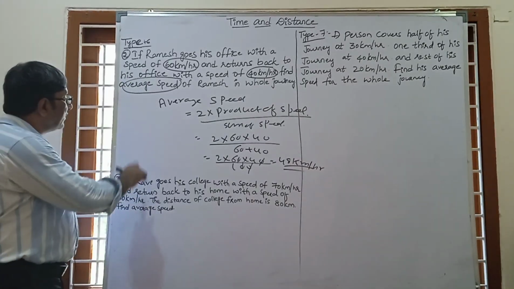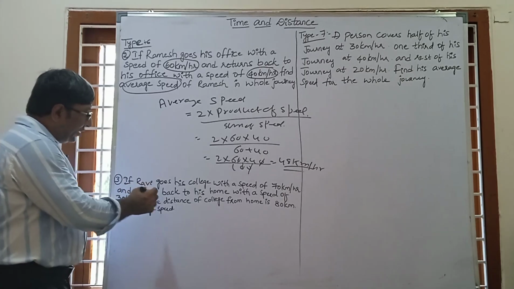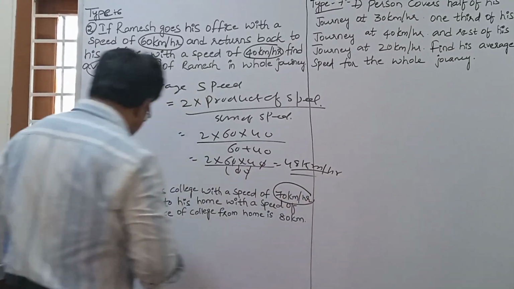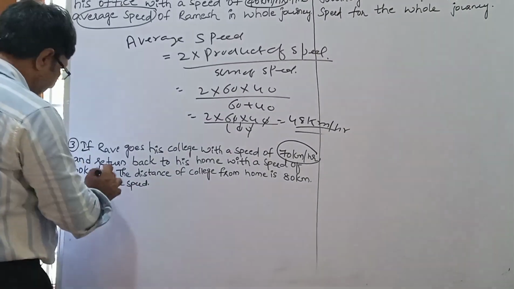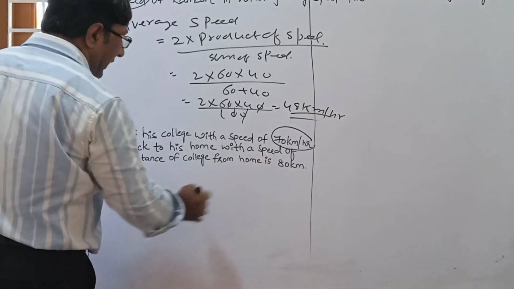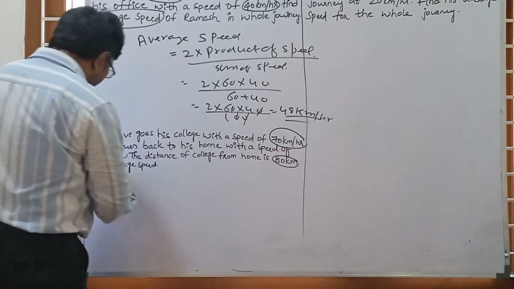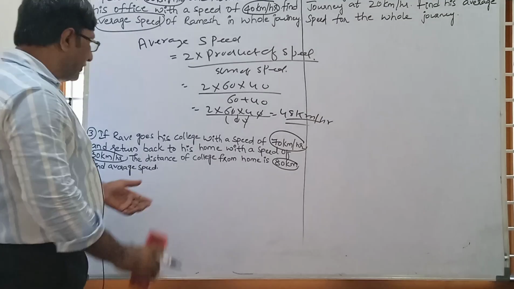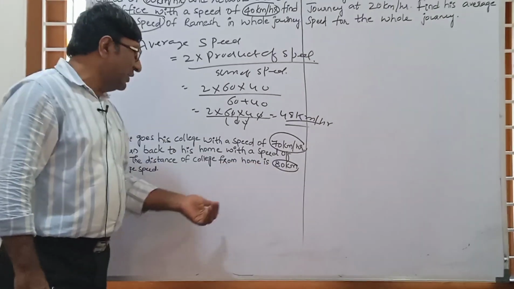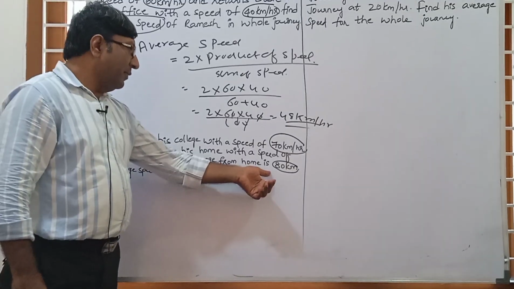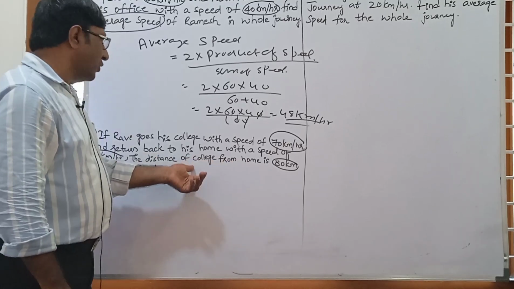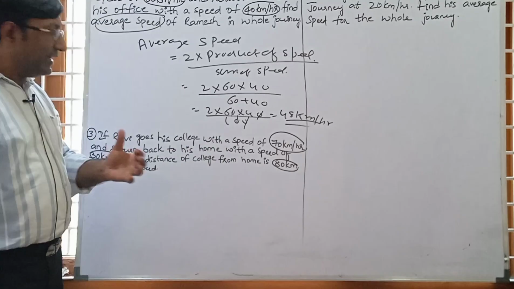Now this is the third question of type 6. If Ravi goes to his college with a speed of 70 km per hour and returns back to his home with a speed of 30 km per hour, and the distance of college from home is 80 km, find the average speed. Here the distance of college from home is also given, 80 km. But there is no use of this distance because we know the technique. This is college from home and home from college, both distances are 80 km.